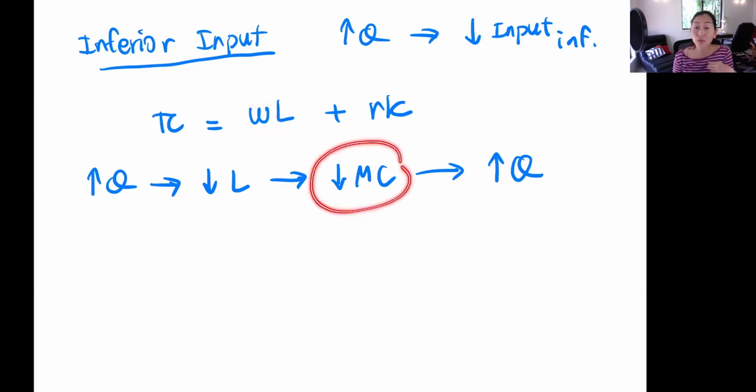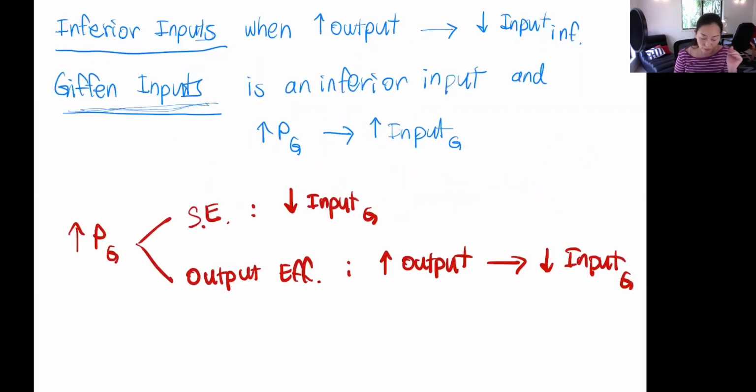When you have a greater saving, your marginal cost will become even lower, and then you have incentive to increase the output. And this is the output effect of the increase in the price of a Giffen good, or you can call it the wage here, right? When the wage increases, there would be higher saving because of the inferior input. Higher saving means lower marginal cost. Firms would want to produce more output, but by producing more output, we have a lower Giffen input.